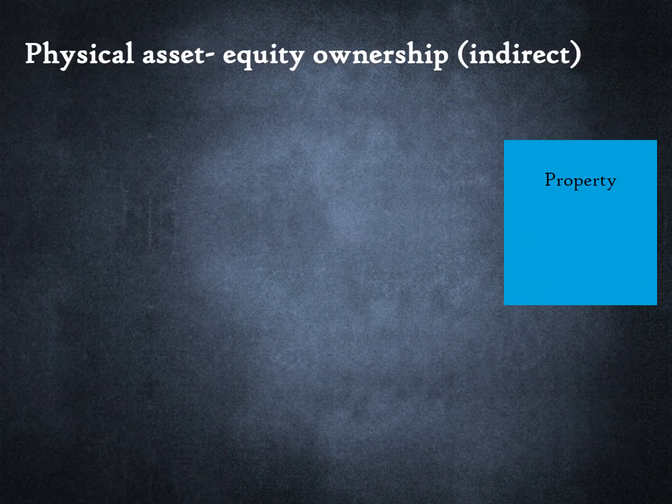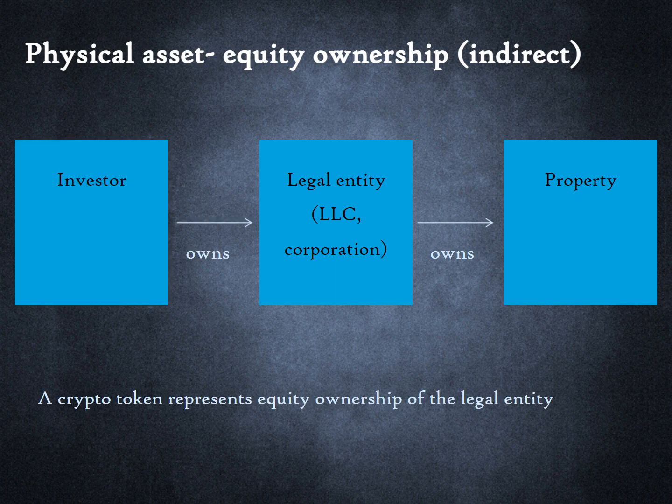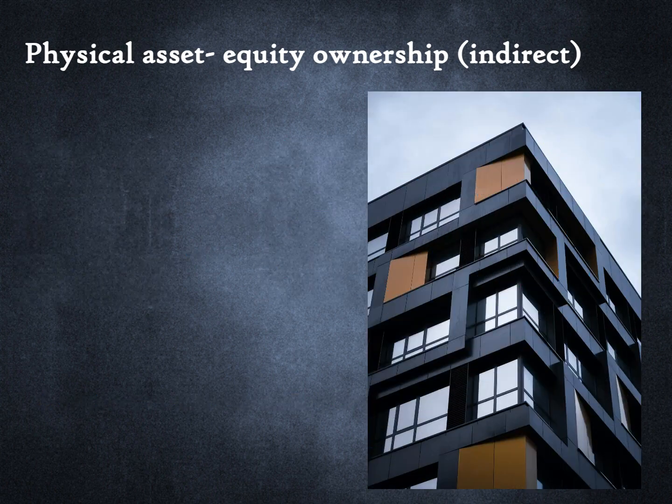In the indirect ownership structure, a legal entity like an LLC or a corporation owns the physical asset in the official property record like the land registry at a government office. A crypto token represents equity ownership of the legal entity. This structure is the crypto equivalent of a real estate investment trust or REITs, which some of us may be familiar with. Consider an office building.